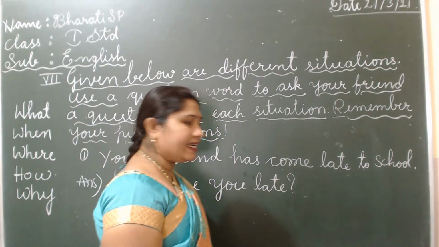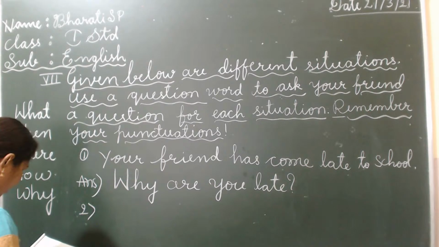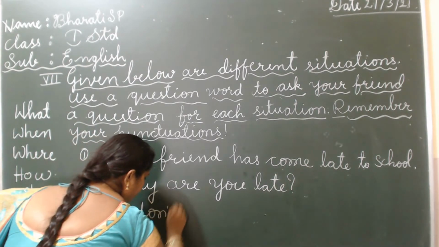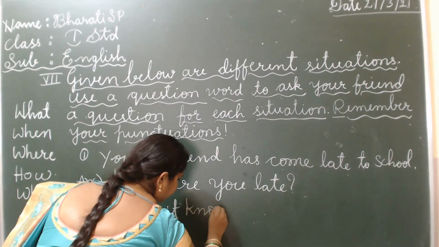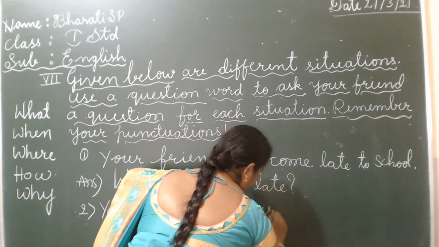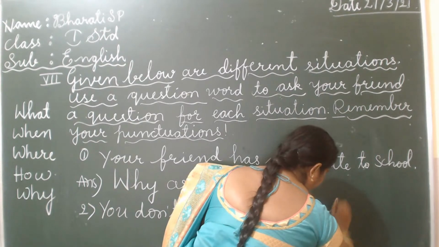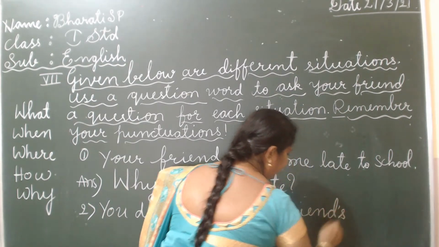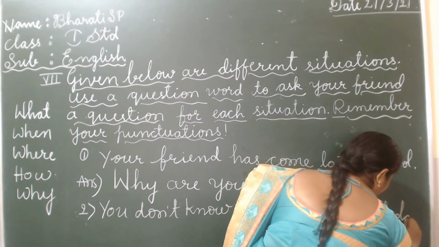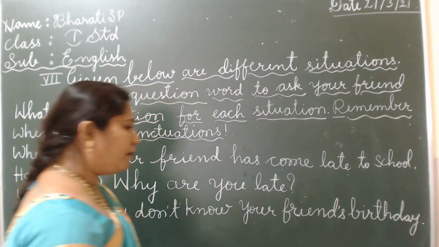Do you understand? Let us see another example. See here, children. You don't know your friend's birthday. You don't know friend's birthday.